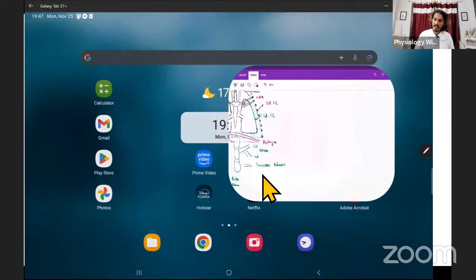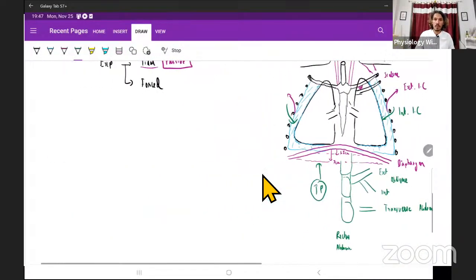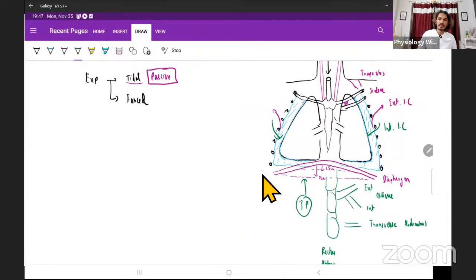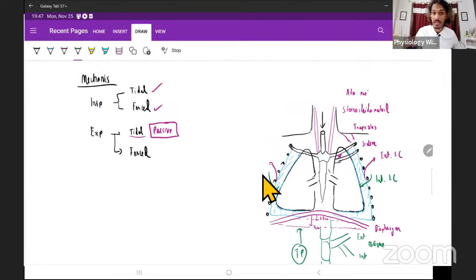So which are the muscles which are involved in forceful expiration? That is your internal intercostal, external oblique, internal oblique, and transverse abdominis, along with rectus abdominis. So I hope you understood which are the muscles which are involved.